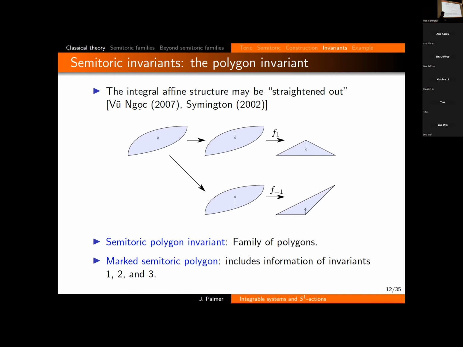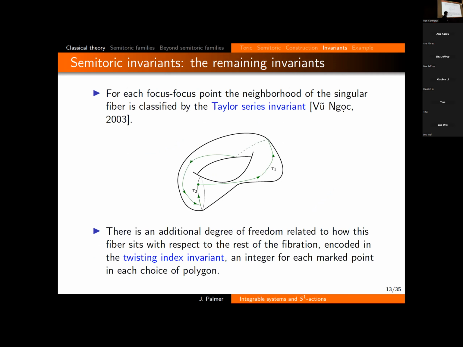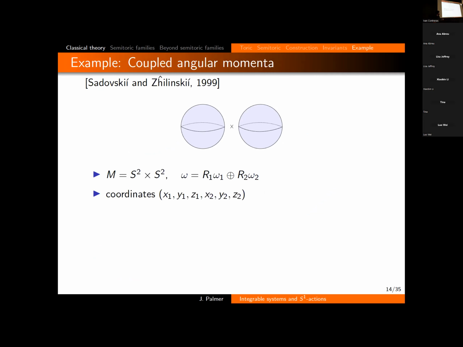And so what I'm calling a marked semi-toric polygon is exactly what I've drawn here. It's a semi-toric polygon with a marked point for each focus point. And that marked point is at some height. And this encodes, of the 5 invariants that I very briefly mentioned earlier, 3 of them, essentially. I will skip the fact that there are 2 more invariants that have to do with the dynamics near a focus point, and what's going on at the point.